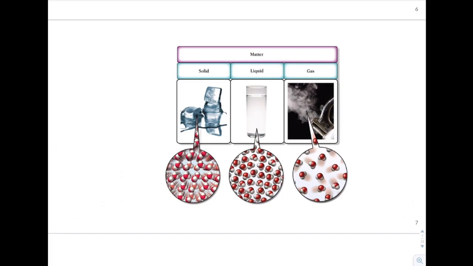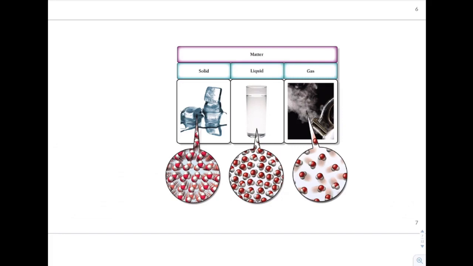Then you have a liquid, and liquids are a little bit farther apart. Unless you're water, so don't worry about that, but liquids are a little farther apart in their particles and they're moving more freely. And then we have gases. Gases are very far apart and moving very freely.